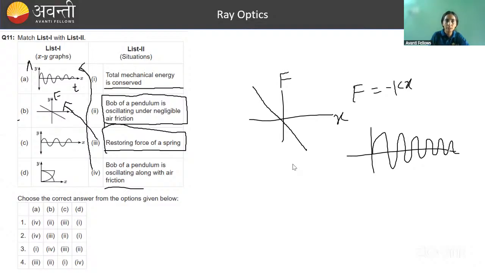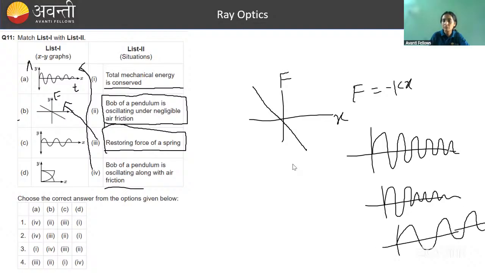Now coming back to another two, bob of pendulum is oscillating under negligible air friction. अगर एयर फ्रिक्शन is there, then amplitude is like this. It is dying down. If there is no air friction, amplitude will remain same. So it will keep on oscillating. So normal oscillation का diagram होगा. So for this thing, सेकंड के लिए क्या होना चाहिए, this one. And finally total mechanical energy is conserved, so this will be this one.